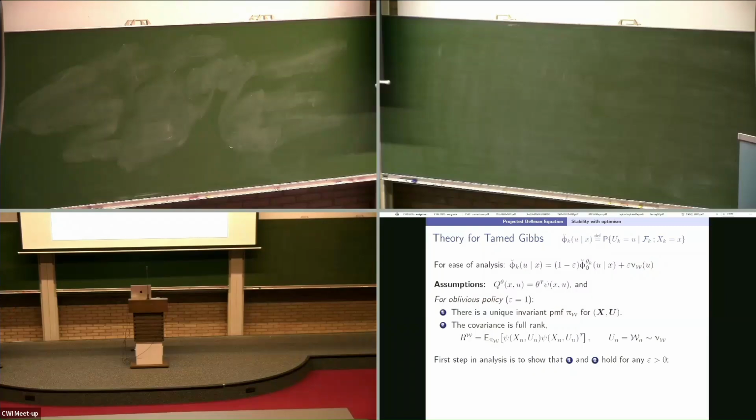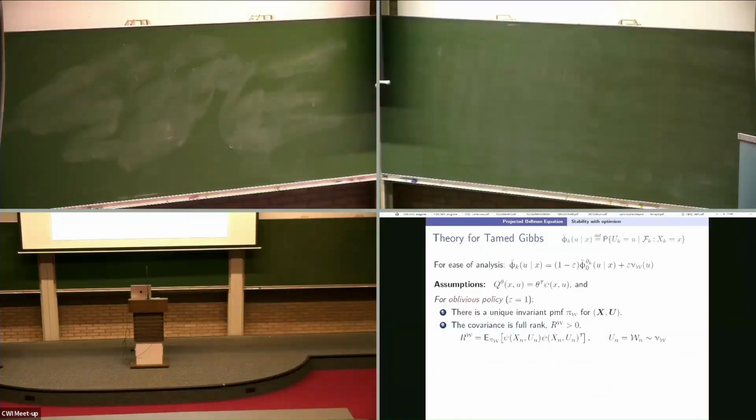Not a big assumption. But if that holds, you can show that for any theta and any epsilon strictly between 0 and 1, there's a unique probability mass function for the joint process again, and the new autocorrelation matrix is full rank. So that's a lot of work right there.